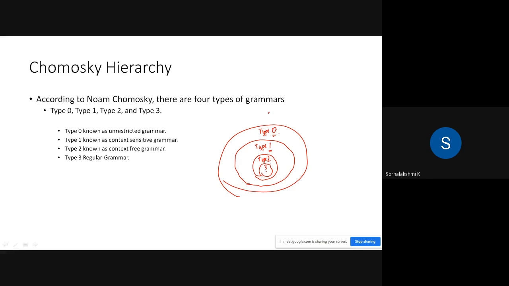So remember, this classification is based on production rules, alpha tends to beta. It is purely based on the production rule. Type 0 is called unrestricted grammar. It has the least restrictions for this production rule. Type 1 is called context sensitive grammar, type 2 is context free grammar, and type 3 is regular grammar, which is the most restrictive. So the restrictions increase as we move down the hierarchy.